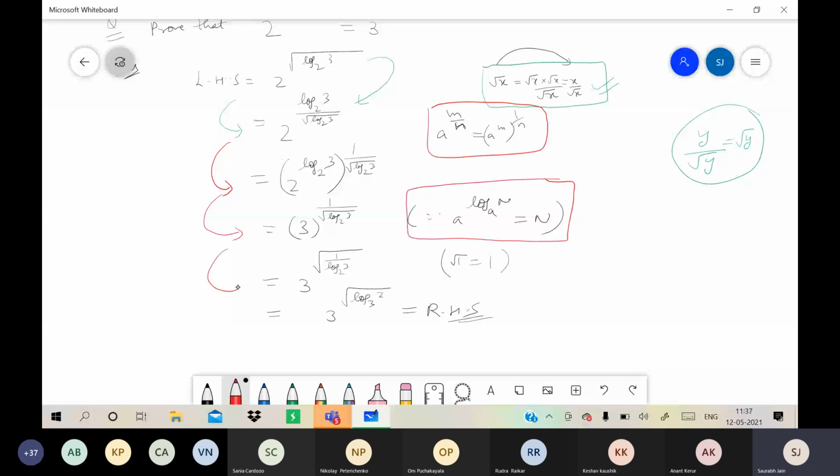Now in the next step, I have taken 1 inside the root. Why is it so? Because root 1 is 1. So this can be written like this also, because root 1 is 1. And if there is root on both numerator and denominator, we can make a bigger root. Finally, the last step which I have done inside this is the reciprocal theorem. What is inside the root? 1 upon log 3 base 2, and what I have written now is log 2 base 3, using the reciprocal theorem. And this is your RHS. This is what you need to prove.